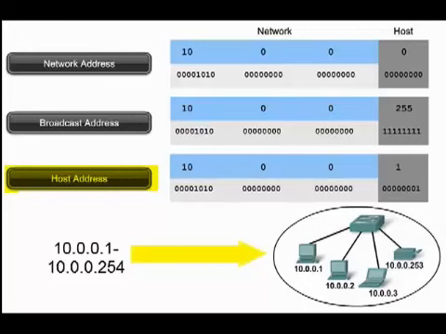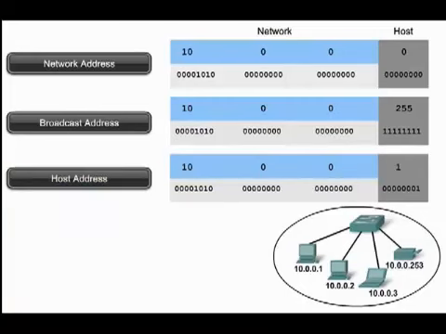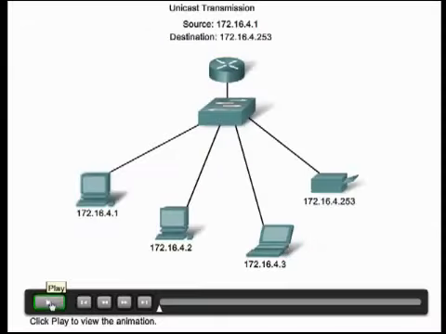Host addresses fill the address space between the network address and the broadcast address. In this example, host addresses range from 10.0.0.1 through 10.0.0.254. In an IPv4 network, hosts can communicate in one of three different ways: unicast, broadcast, and multicast.